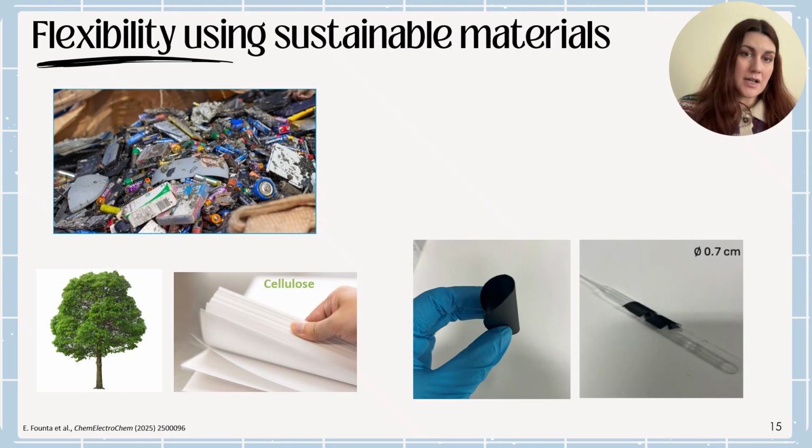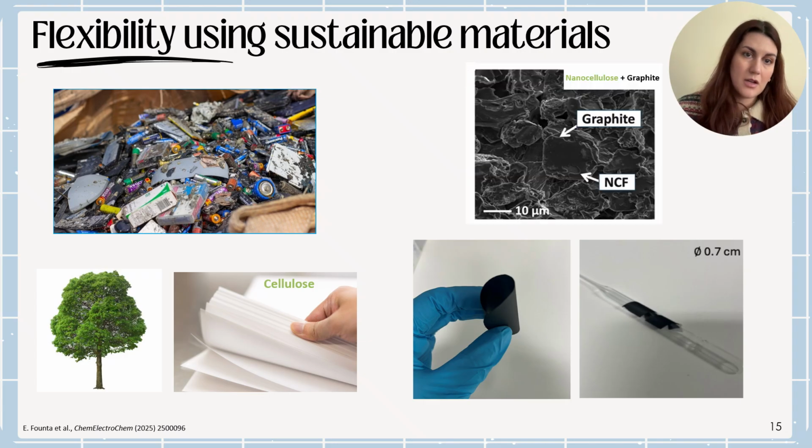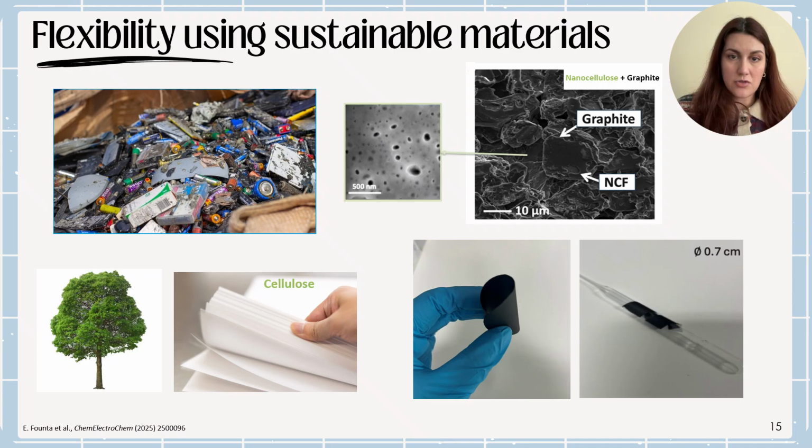The images on the right side show that these nanocellulose graphite electrodes can be fabricated as thin, freestanding films that can be bent and twisted without breaking. This is very important for applications in flexible electronics and wearable devices, where the electrode must maintain performance even under deformation. And finally, the SEM image above gives us a closer look at the internal structure of the material. We can see graphite particles embedded within a nanocellulose fiber network, and importantly, we can also observe porosity in the structure.